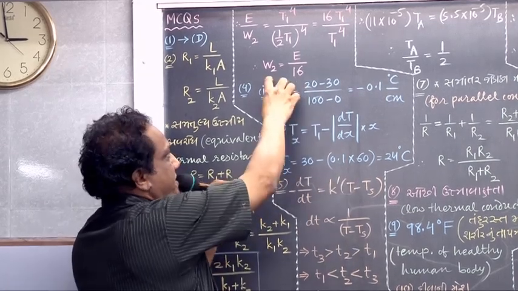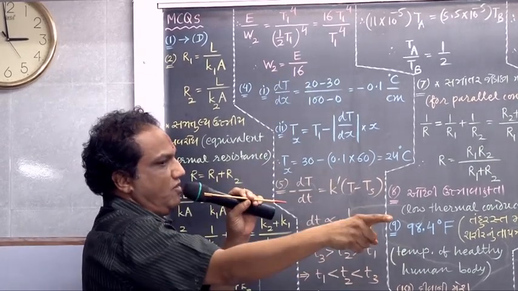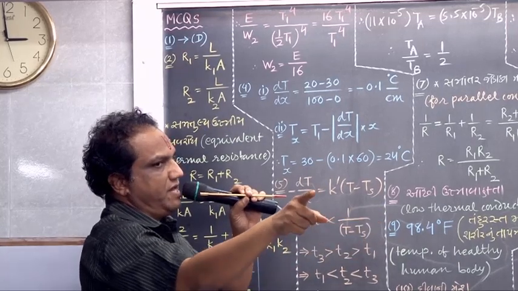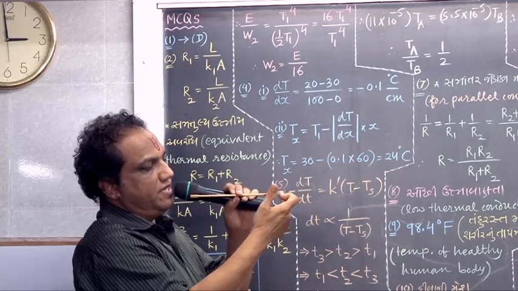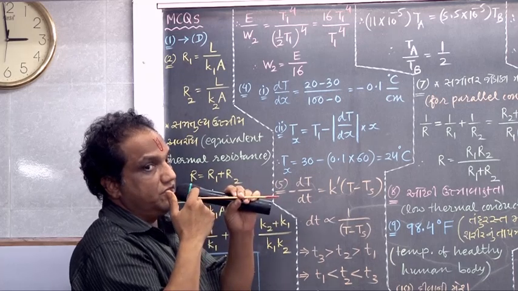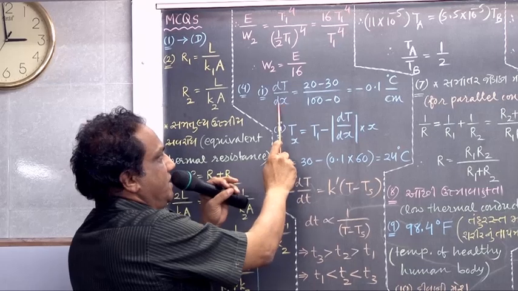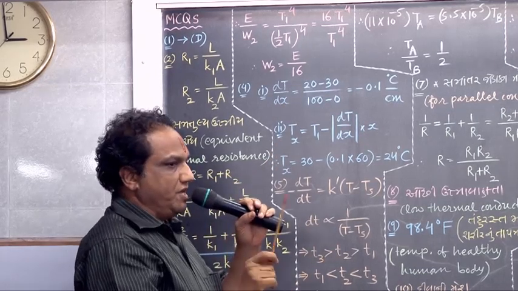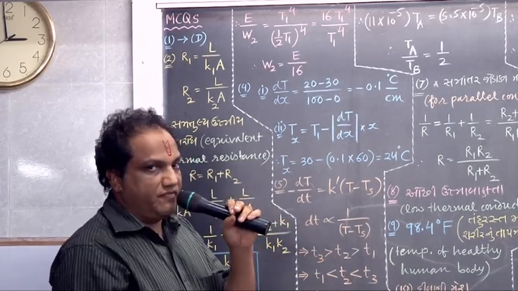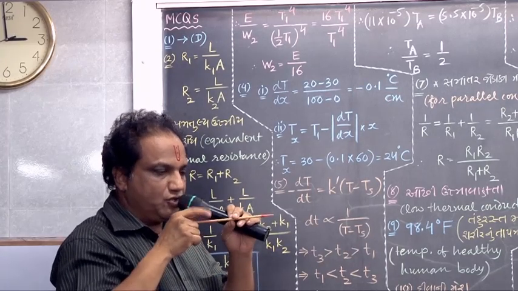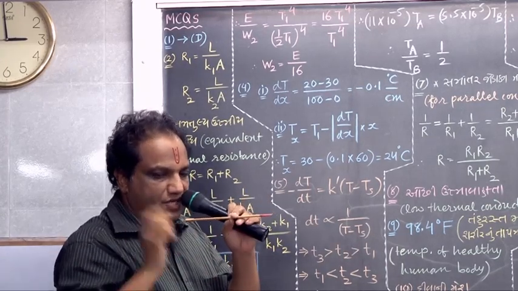So what do we mean by dT? Difference of temperature. Difference means final minus initial. Finally here it is 20, initially here it is 30. Final minus initial, so 20 minus 30. Here dx means the corresponding difference in x coordinate. For the x coordinate also you should take the difference, final minus initial.